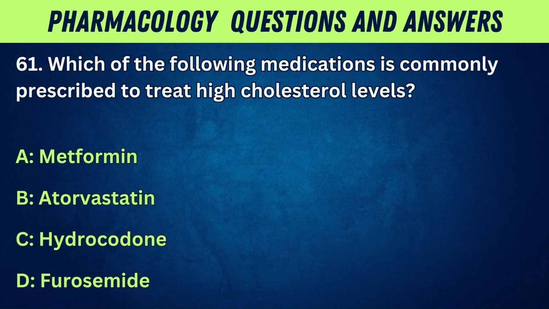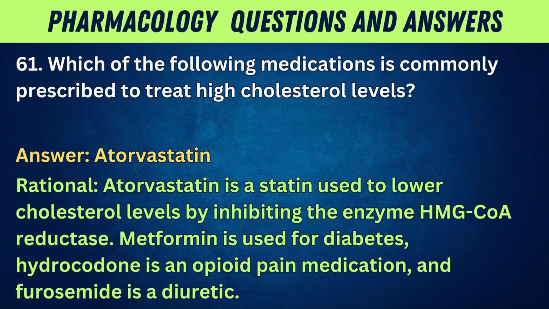61. Which of the following medications is commonly prescribed to treat high cholesterol levels? A. Metformin. B. Atorvastatin. C. Hydrocodone. D. Furosemide. Answer: atorvastatin. Rationale: atorvastatin is a statin used to lower cholesterol levels by inhibiting the enzyme HMG-CoA reductase. Metformin is used for diabetes, hydrocodone is an opioid pain medication, and furosemide is a diuretic.